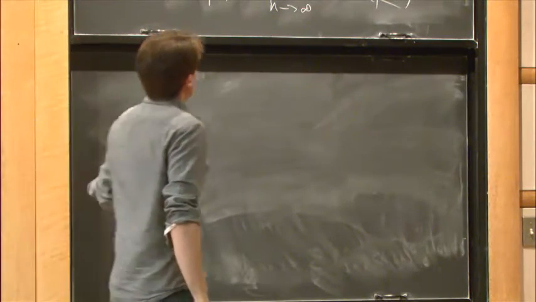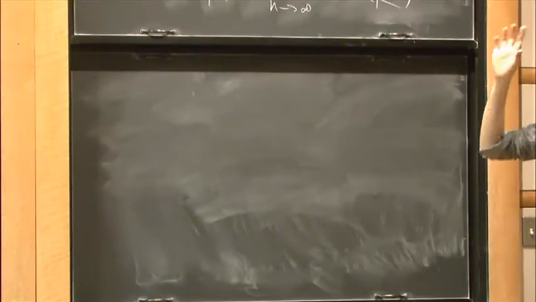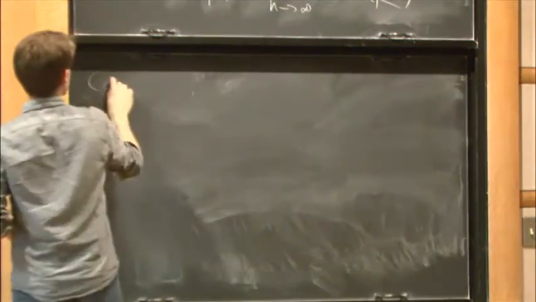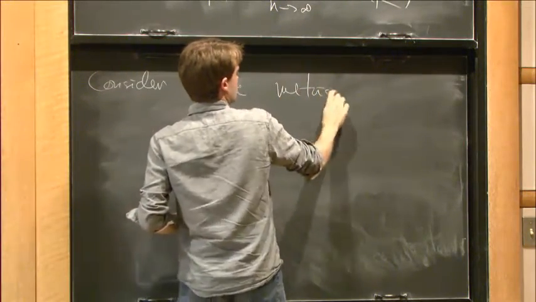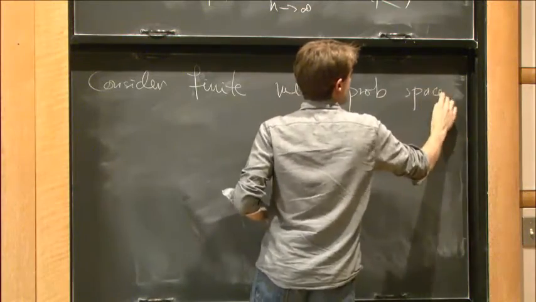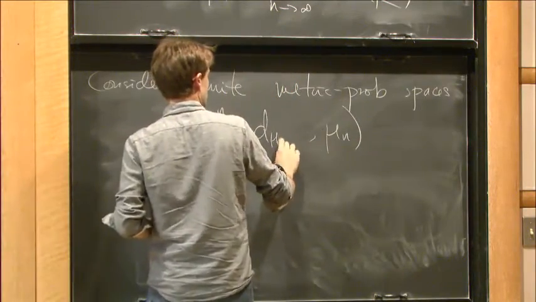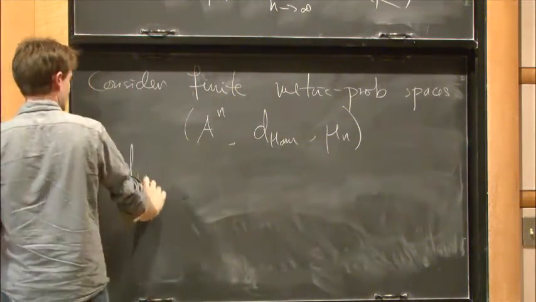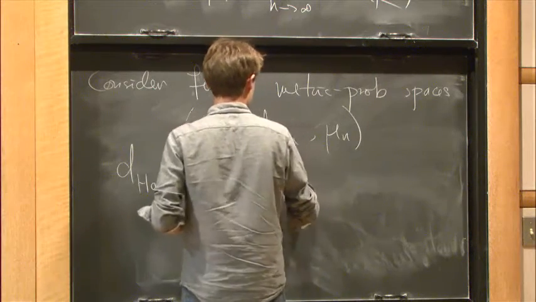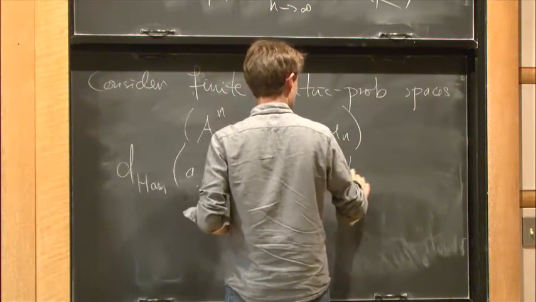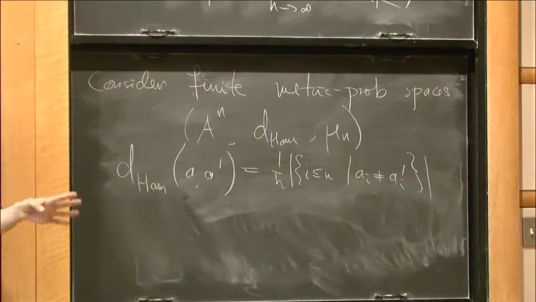Okay. So we've already introduced the idea that we need to look at these measures on finite sets. But the discussion is much more instructive if you remember a little bit more information. So what I'm going to consider is the finite metric probability spaces where the space is A to the n, the measure is mu sub n, and the metric is the Hamming metric. The Hamming metric is just a metric on strings of length n that counts the fraction of coordinates where they differ. So this is a sequence of finite sets with metrics and probability distributions on them.